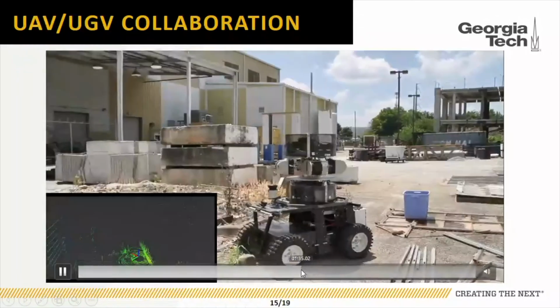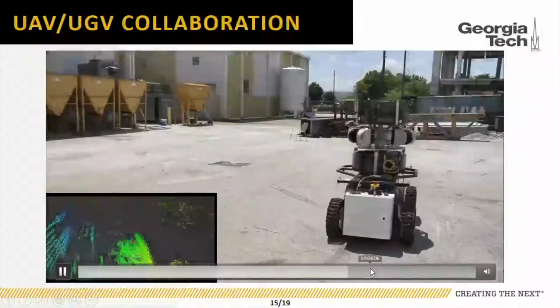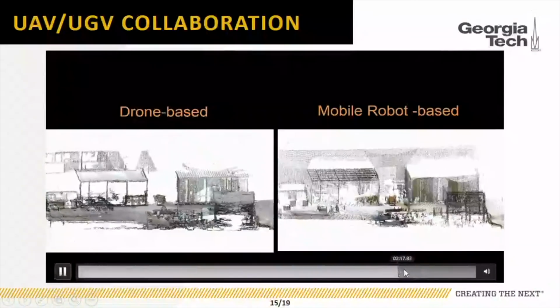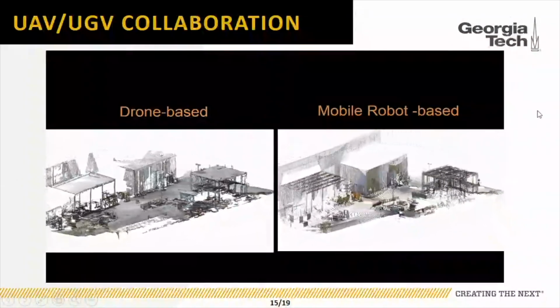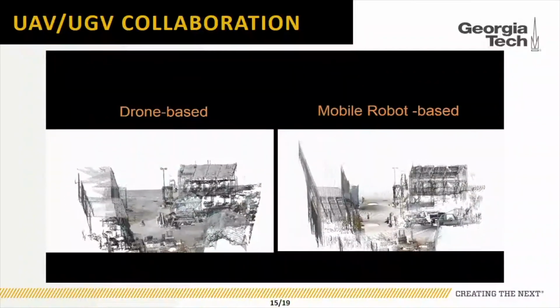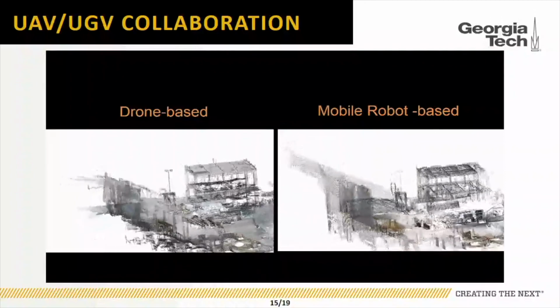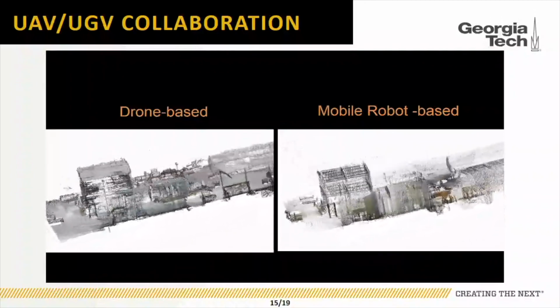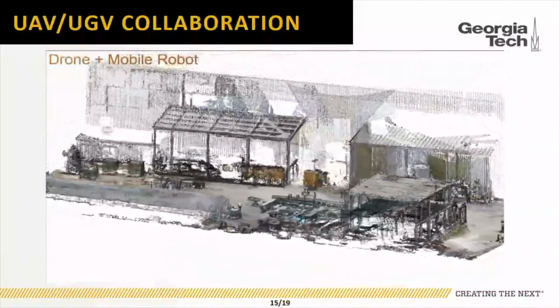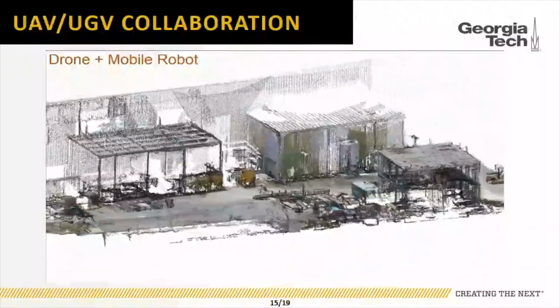Let me just jump to the results. These are the point cloud data sets collected from the UAV and UGV respectively. And this is the end result from this process.